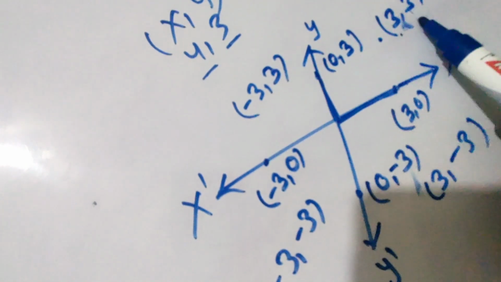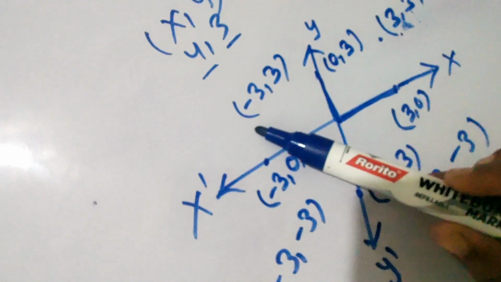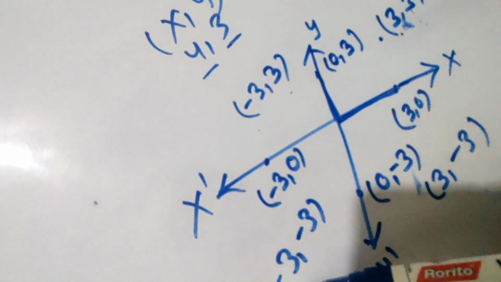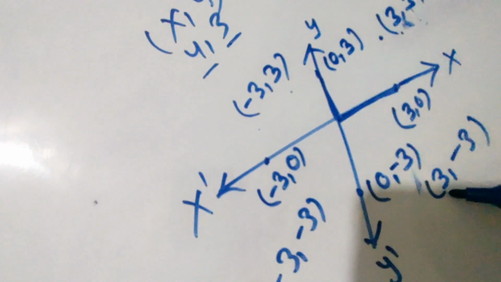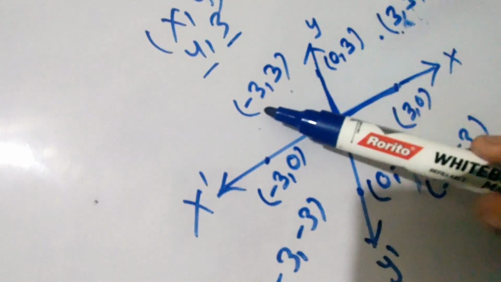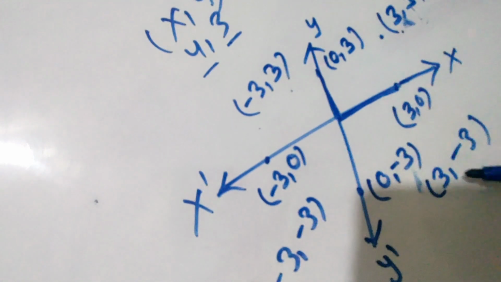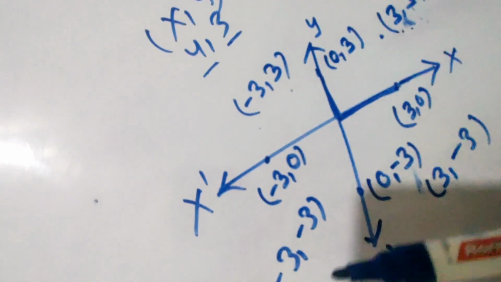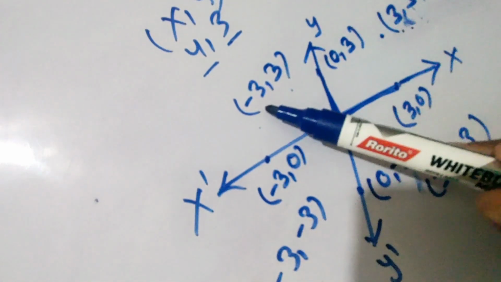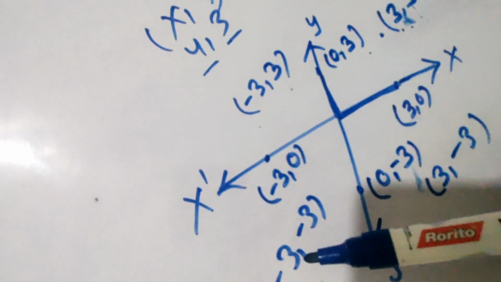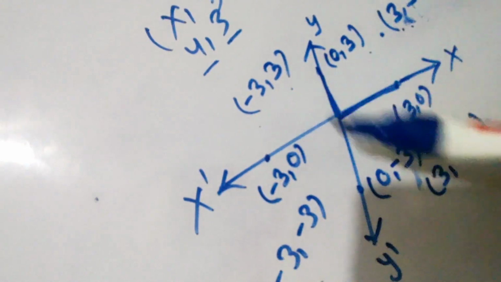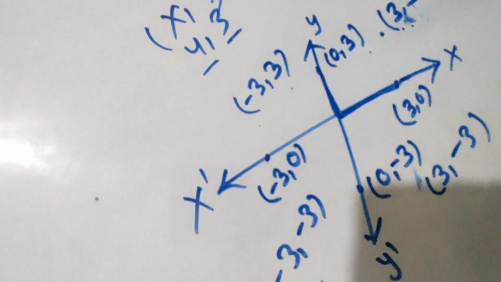Here both are positive. Here x is negative, y is positive. In this direction both are negative. Here x is positive, y is negative. It is just reverse: here both are positive, here both are negative. First reverse is for the third quadrant and second reverse is for the fourth quadrant.